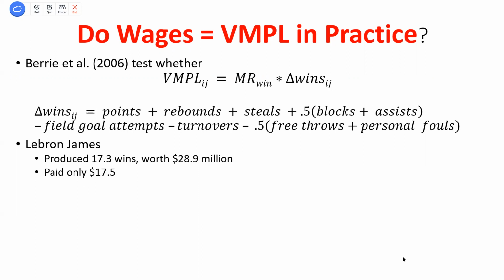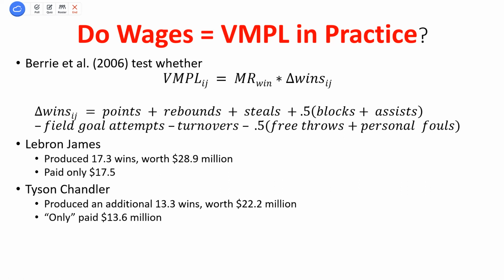And what's kind of interesting about this paper is that it's a little bit older. You can see things like LeBron James was predicted to make 28.9 million, and in the year of the study was only making 17.5. Then someone like Tyson Chandler produced an additional revenue of 12.2 million, but was only being paid 13.6. And then you go through, and there were some players that were overpaid. You can predict how much they should be paid, look at their actual wage and see that they were actually overpaid.